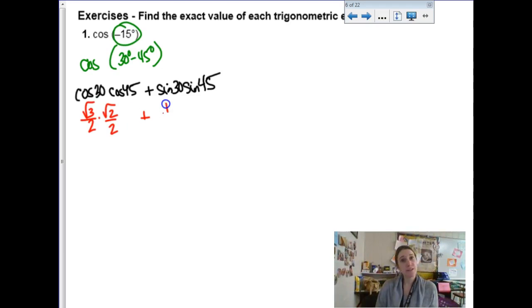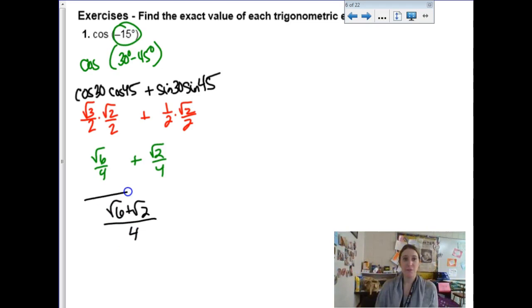Sine of 30 degrees is 1/2, sine of 45 is square root of 2 over 2. And then if I try to clean this up a little bit, this is the square root of 6 over 4 plus square root of 2 over 4. And those are common denominator expressions, so we have square root of 6 plus square root of 2, which does not simplify, all of it over a common 4.